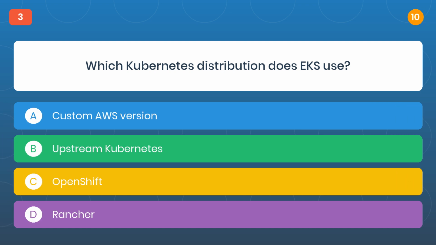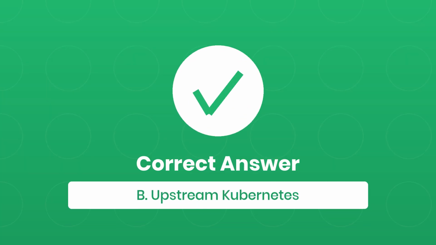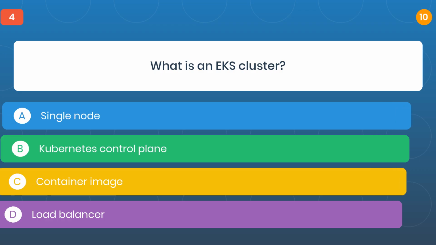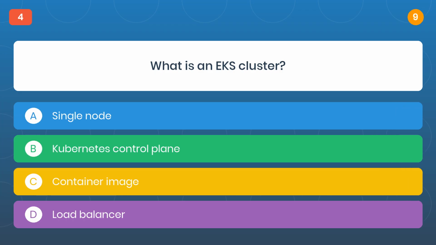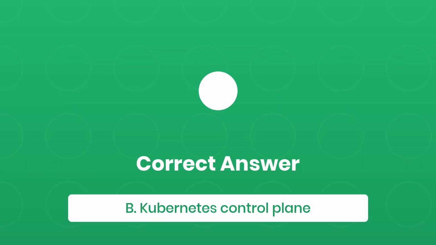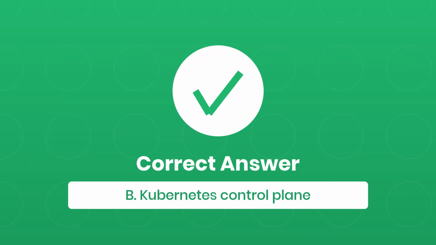Question 3. Which Kubernetes distribution does EKS use? The correct answer is B, Upstream Kubernetes. Question 4. What is an EKS cluster? The correct answer is B, Kubernetes Control Plane.